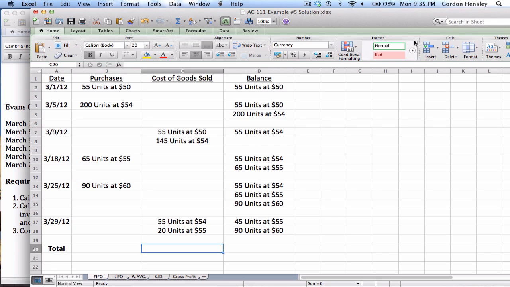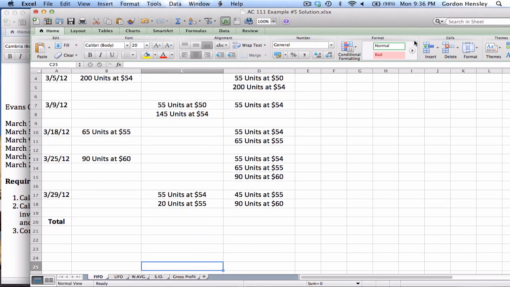So now to finish up the FIFO version, I want to calculate my total cost of goods sold. I've got 4 things in that column under cost of goods sold. So what I'm going to do is go down here below this and multiply all this out and total it up so that I can figure out my total cost. So I've got 55 units times $50. I've got 145 units times 54. I've got 55 units times 54. And I've got 20 times 55.